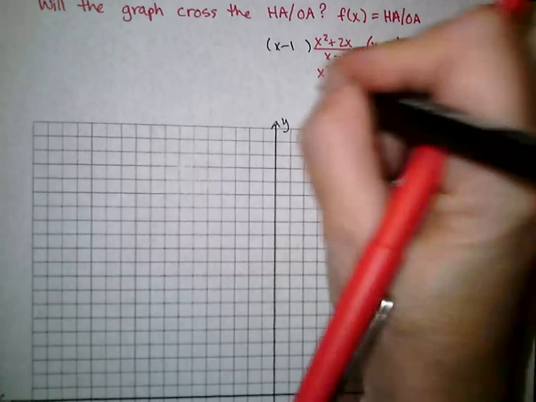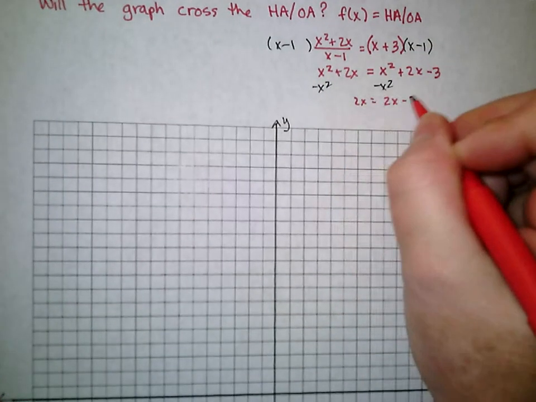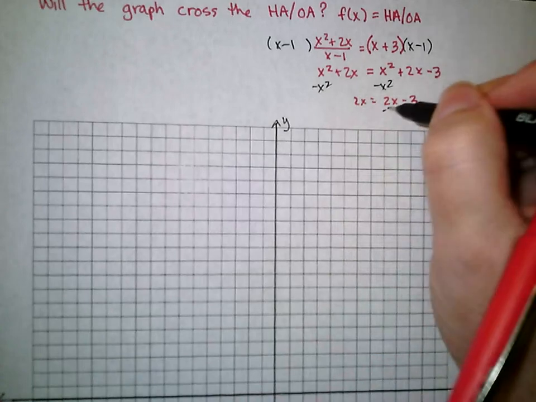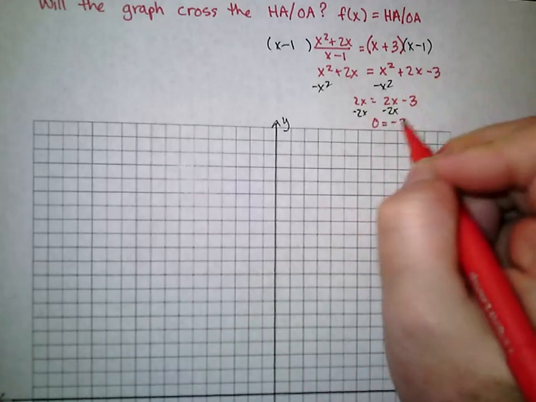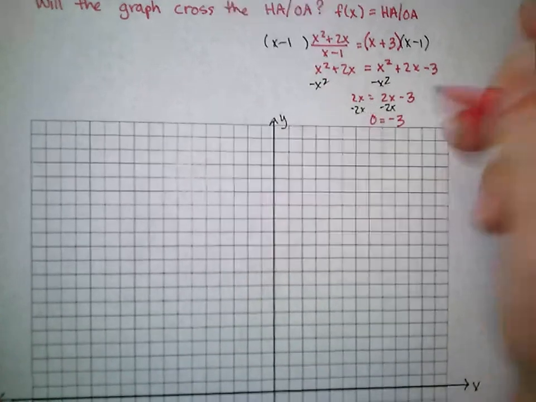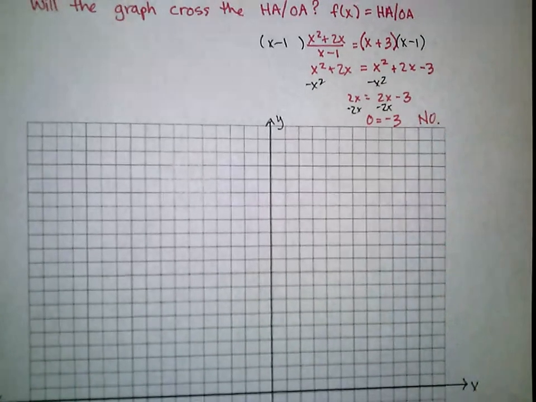Then if we subtract x squared from both sides, we get 2x equals 2x minus 3. Subtract 2x, and we get 0 equals negative 3. Since that's not an x value, that tells us that no, the graph will not cross the oblique asymptote.